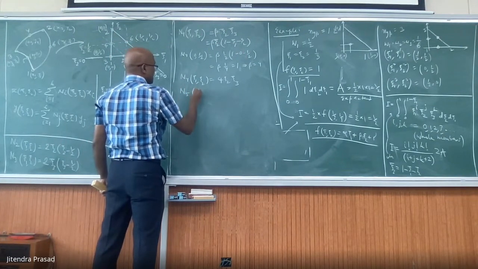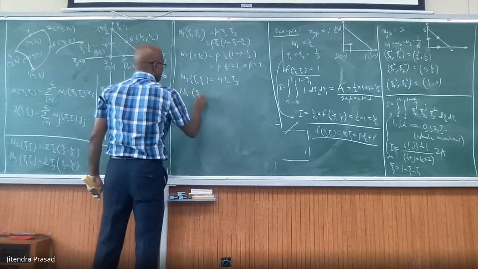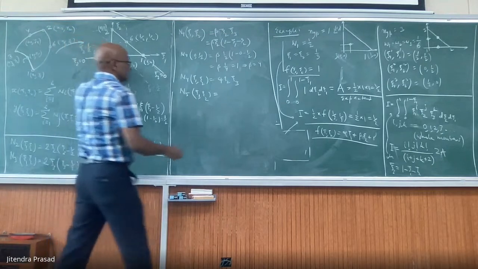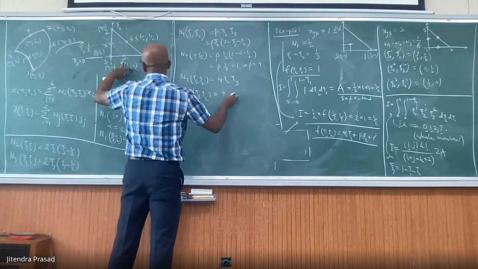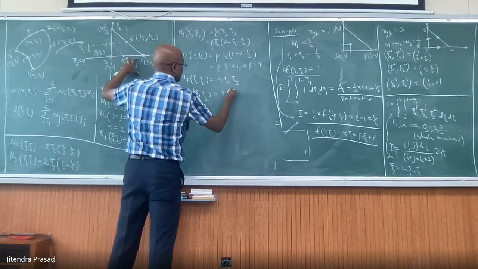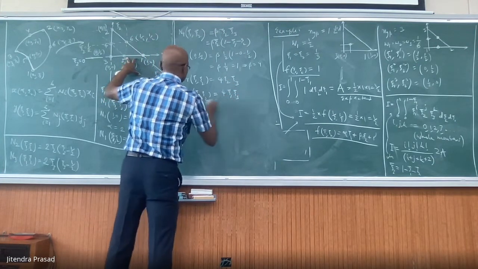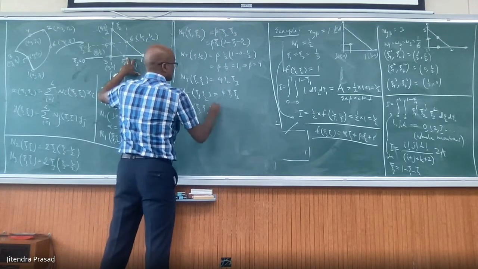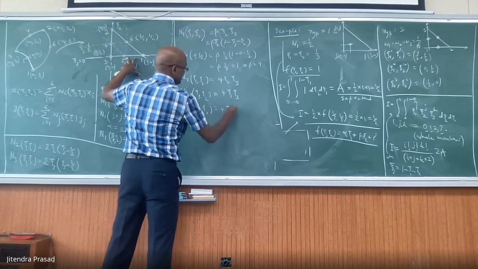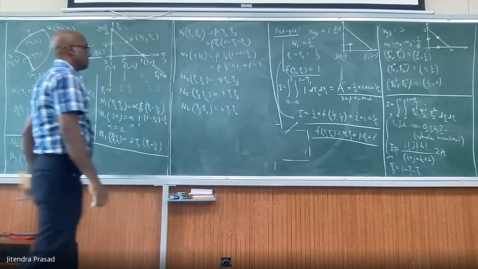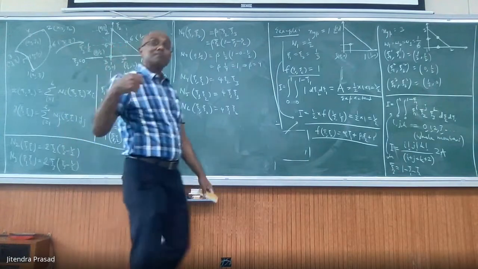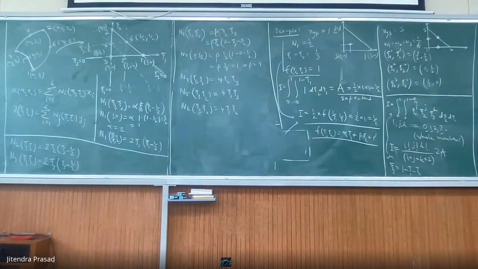So you can write n5 of Xi1, Xi2 is equal to 4 Xi1 and Xi3. And n6 will be equal to 4 Xi1 Xi2. The rest you can work out, you have to follow the same way.